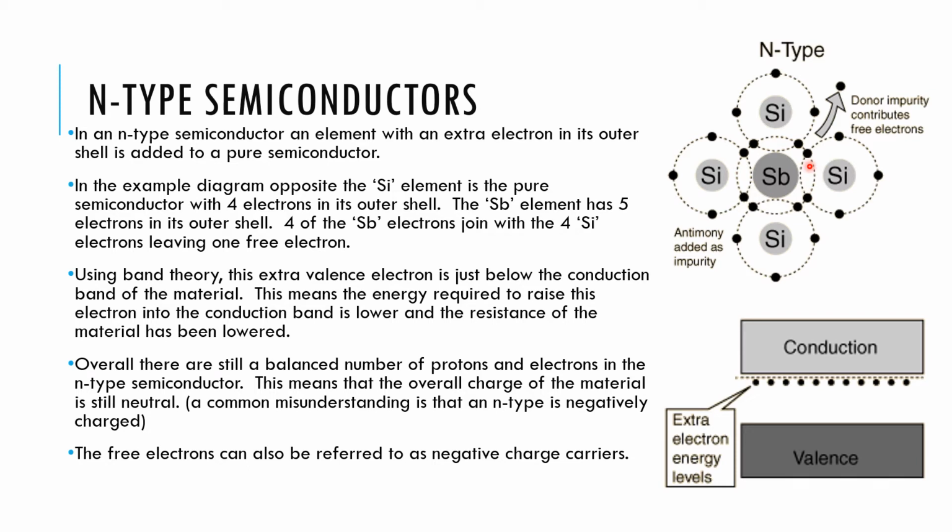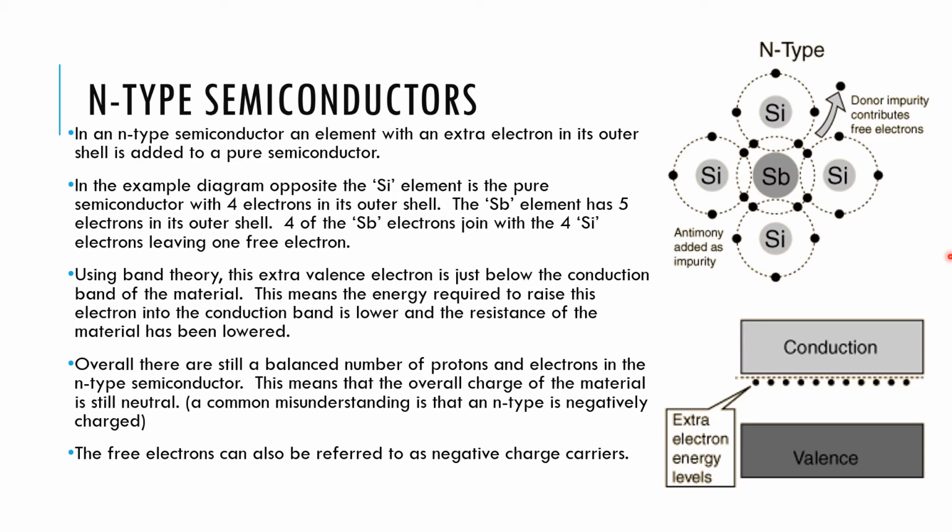So, in this diagram, silicon has 4 electrons in its outer shell, and there are 4 in each of these silicons. Now, this Sb element has 5. So it's got 1, 2, 3, 4 bonding with the silicon, and then it's got 1 spare. So the silicon has 4 electrons in its outer shell, and the Sb element has 5 electrons in its outer shell. 4 of them bond with the silicon, leaving this 1 extra electron. That's what we call a free electron.